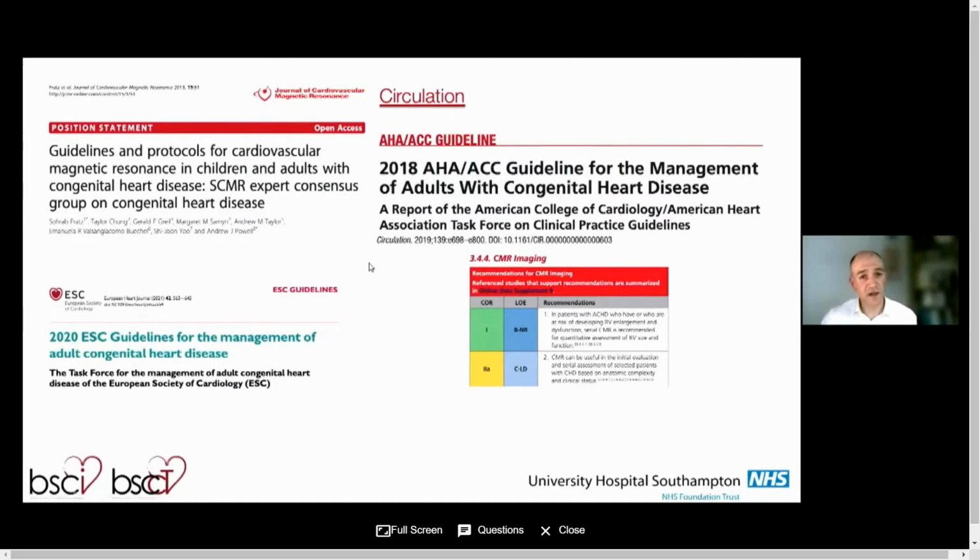As far as indications and guidelines for the use of CMR in congenital heart disease, well, there are many to comment on. These are just three examples, the position statements of the Journal of the Society of Cardiovascular MR, the ESC, and the American Heart Association, all showing that CMR is clearly indicated for specific indications and particularly for quantification of myocardial blood flow and the assessment of right ventricular volumes.